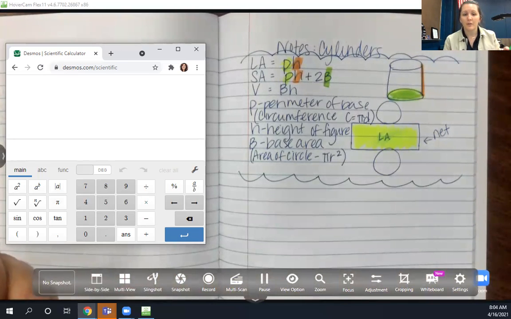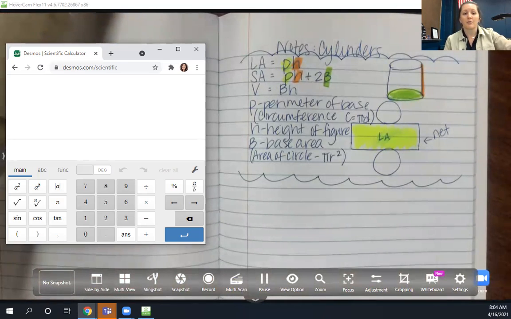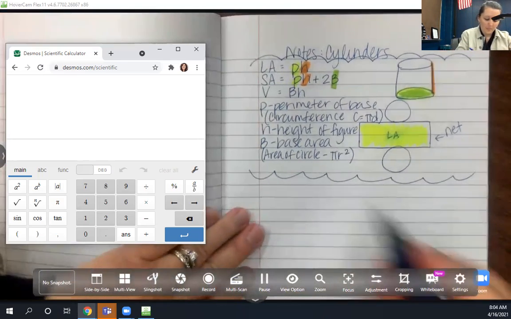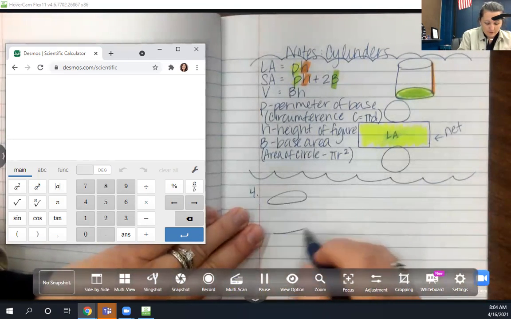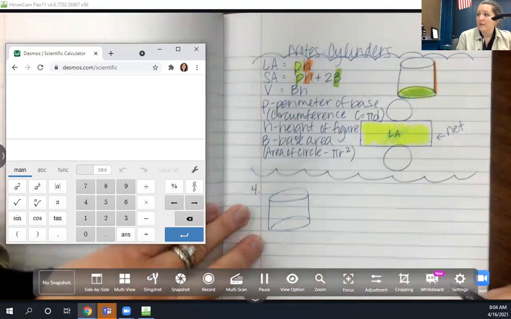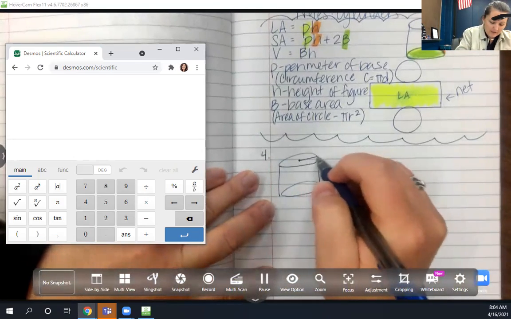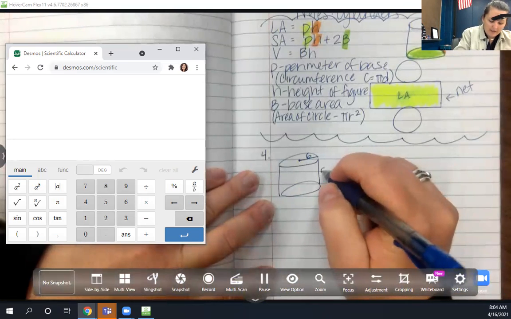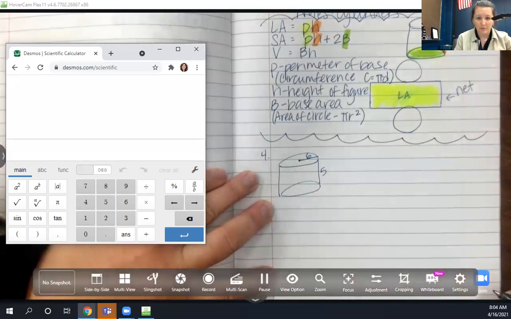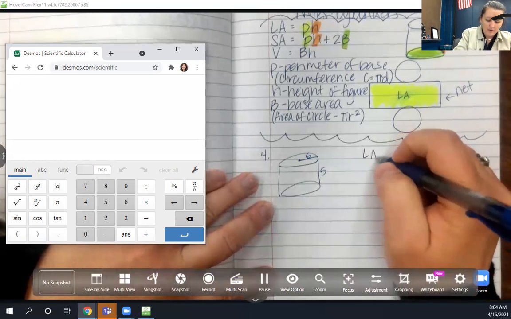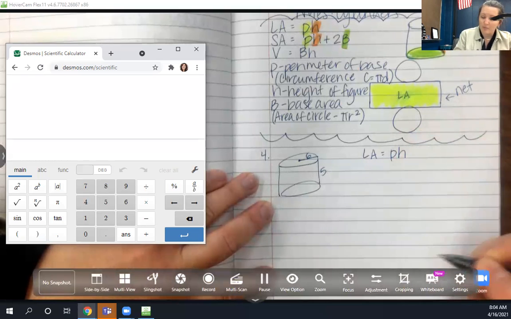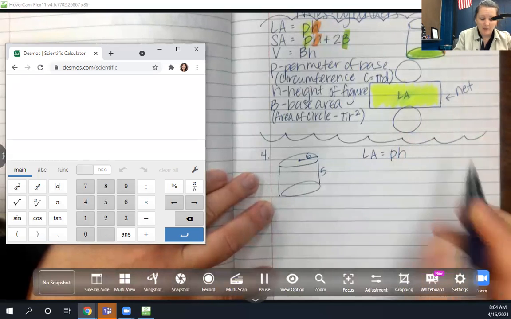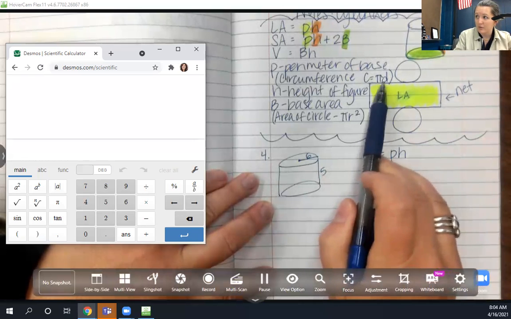If you're following along with me, I am on exercise number 4 in your first notes. So we have this cylinder. My radius here is a 6, and my height is a 5. You don't have to have too much information, right? I want to find the lateral area and the surface area. So lateral area, let's remind ourselves, is perimeter of the base times the height, and perimeter of a circle is circumference.